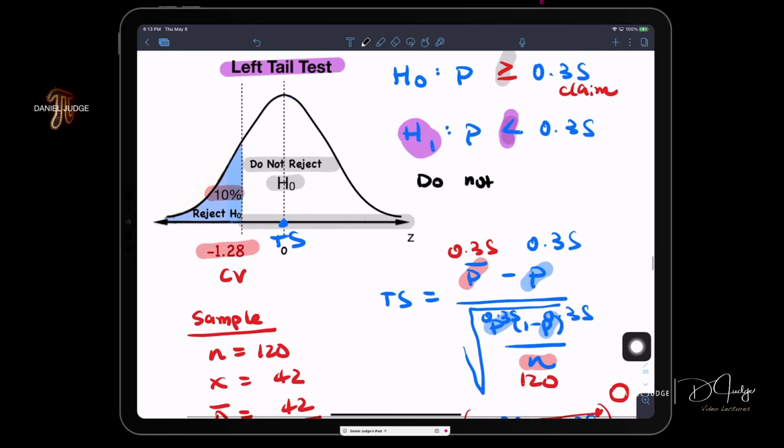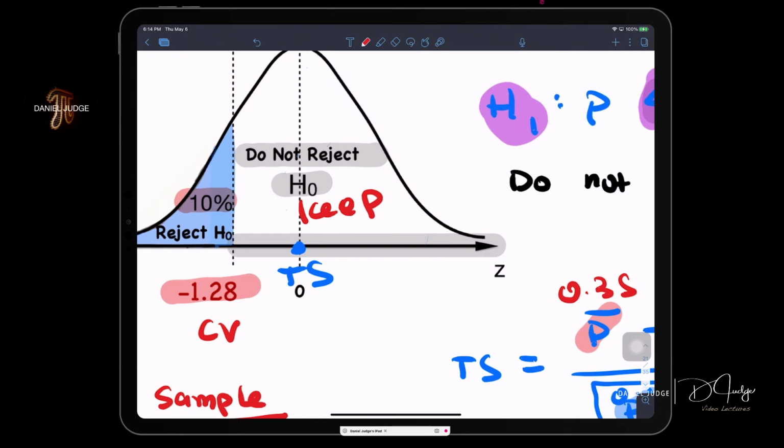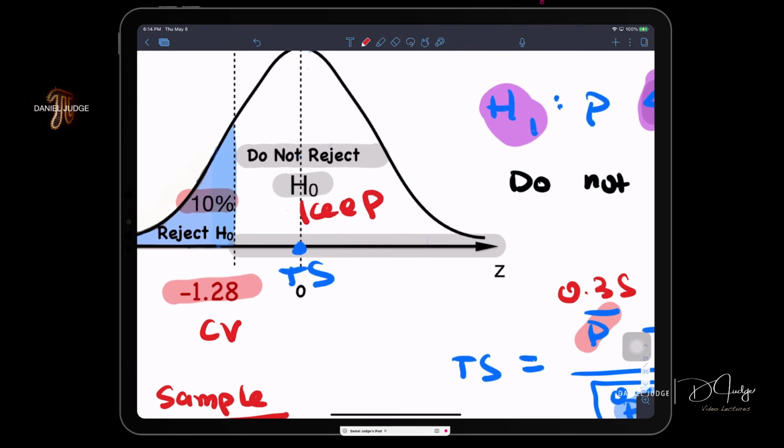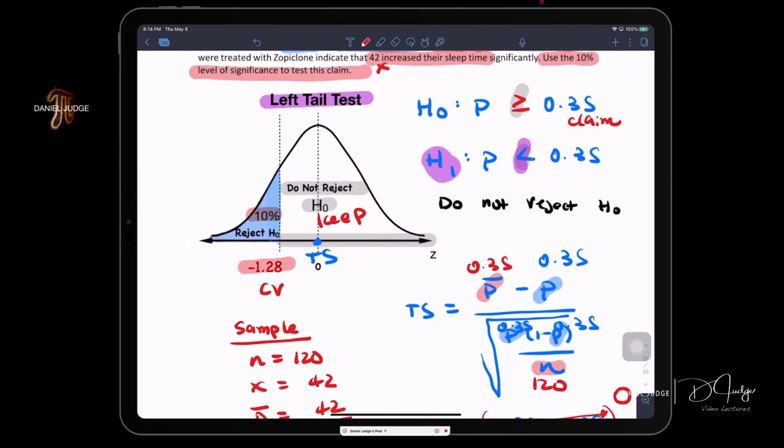So you say do not reject the null. Now remember, if you don't reject it, you are going to keep it. So do not reject it, you keep it. You're not rejecting. So you go to the null and you say, guess what, null? You are not rejected. You are kept. Do not reject the null. Keep the null.